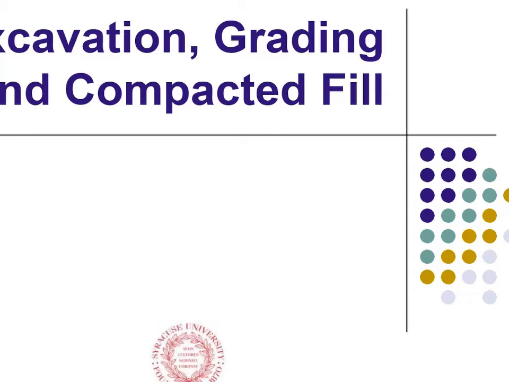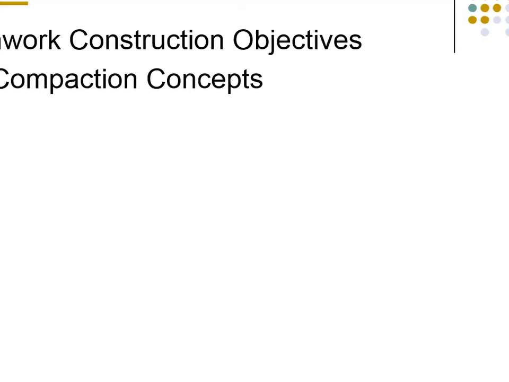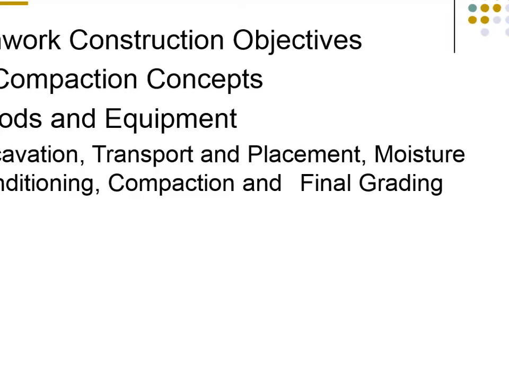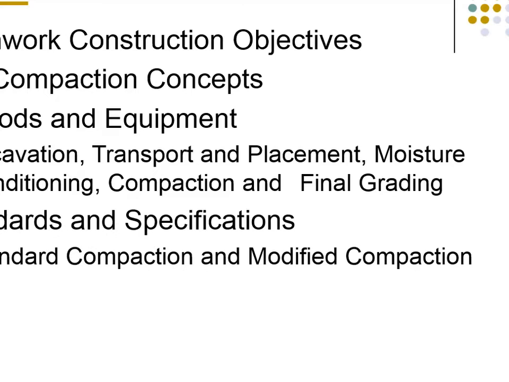We are going to cover earthwork construction and what the objectives are for that. We are going to talk about soil compaction concepts, which we not only apply in our design, but we use them in our lab and field. We are going to discuss methods and equipment, which includes six different steps: excavation, transport, placement, moisture addition, compaction, and then final grading. We will also talk about the difference between the modified compaction test and the standard compaction test. In fact, in the lab, some of you will do even a reduced compaction test.